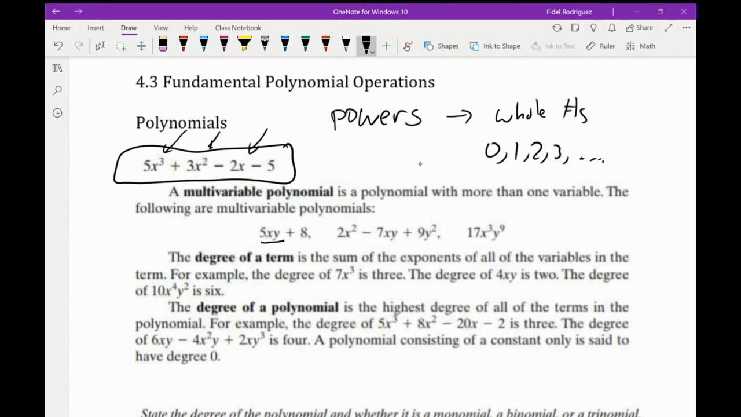So if you look, there's an xy. Here's another xy, there's an x squared and a y squared, and then there's an x to the 3rd and a y to the 9th over here. That's what we call multivariable polynomials.